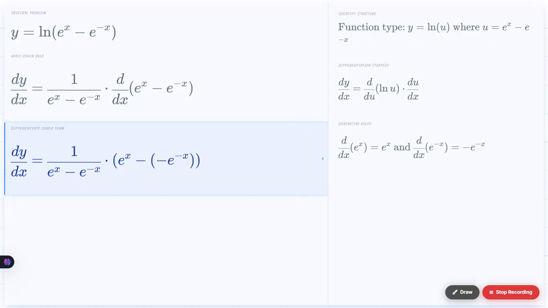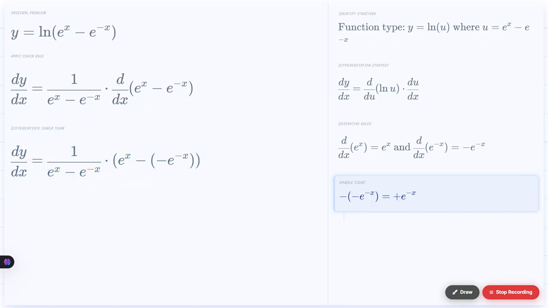We differentiate the inner term by writing dy divided by dx equals 1 divided by e to the power of x minus e to the power of negative x, times the quantity e to the power of x minus negative e to the power of negative x. We do this to find the derivative of the inside part. We use the rules we just noted.